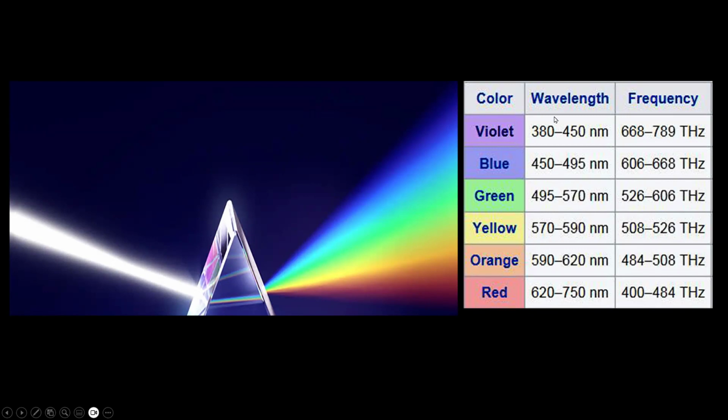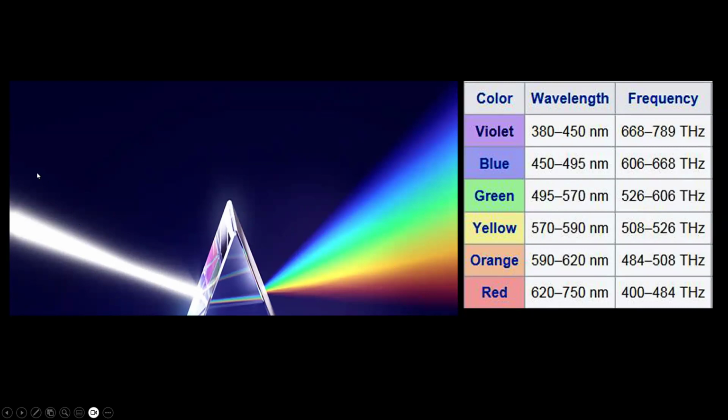Okay. Now, wavelength is inversely proportional. So the longer wavelength, the bigger number of the wavelength, the smaller number of the frequency. That's inversely proportional. So the higher frequencies are going to have shorter wavelengths, and the lower frequencies are going to have longer wavelengths. And this frequency is expressed in terahertz, and the wavelengths are expressed in nanometers.